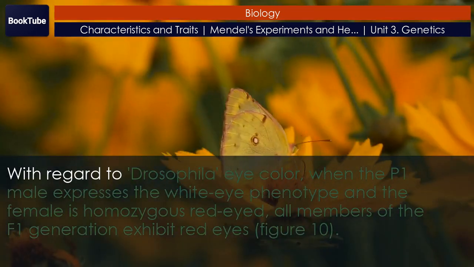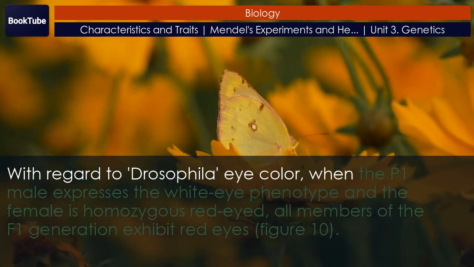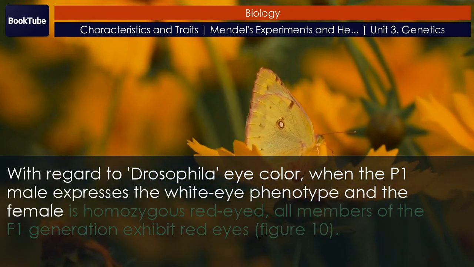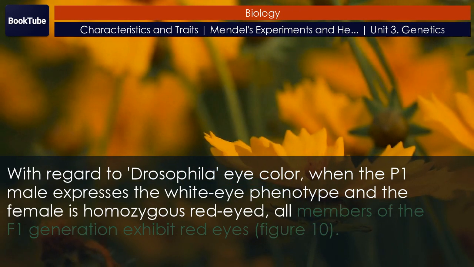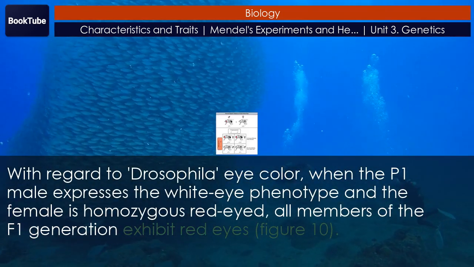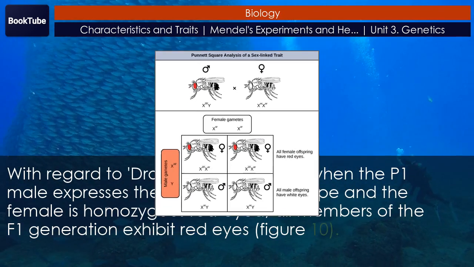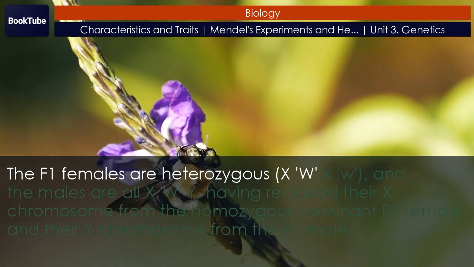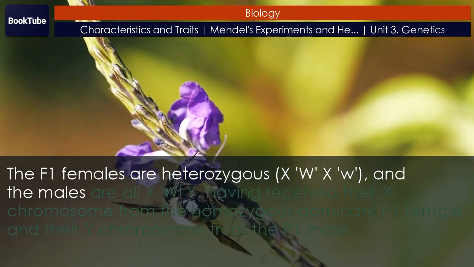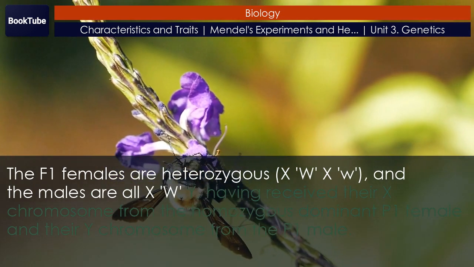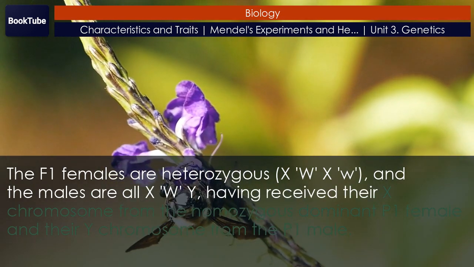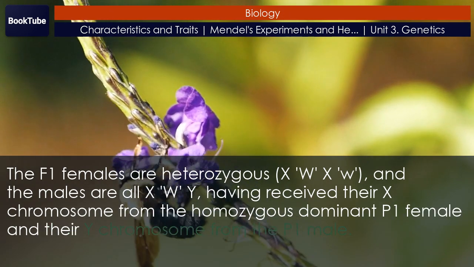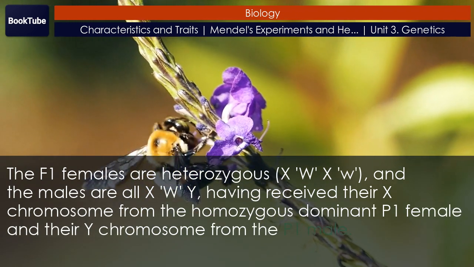With regard to Drosophila eye color, when the P1 male expresses the white eye phenotype and the female is homozygous red-eyed, all members of the F1 generation exhibit red eyes. Figure 10. The F1 females are heterozygous, X^W X^w, and the males are all X^W Y, having received their X chromosome from the homozygous dominant P1 female and their Y chromosome from the P1 male.